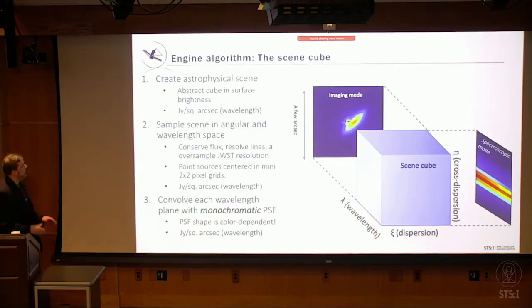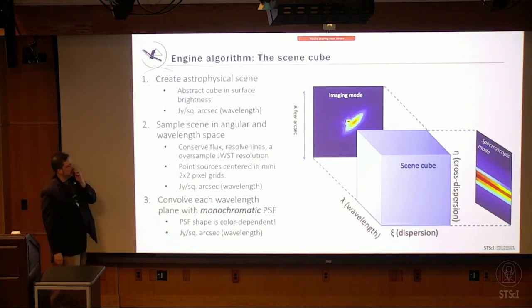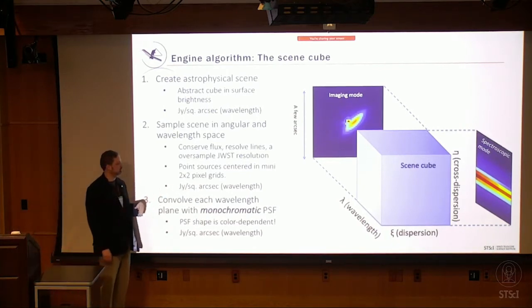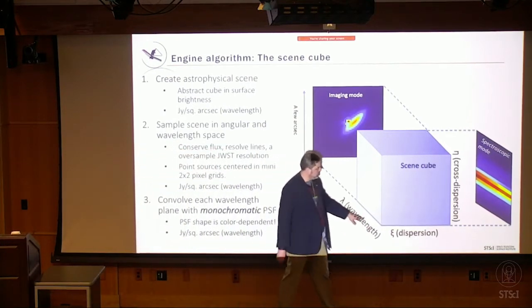All right. So I'll step through the algorithm here, all the steps and how it actually works within the exposure time calculator. On the right-hand side here, you have an illustration of the scene cube, as I talked about before. Again, it has 2 spatial dimensions and 1 wavelength dimension. You can also think of the spatial dimensions here.